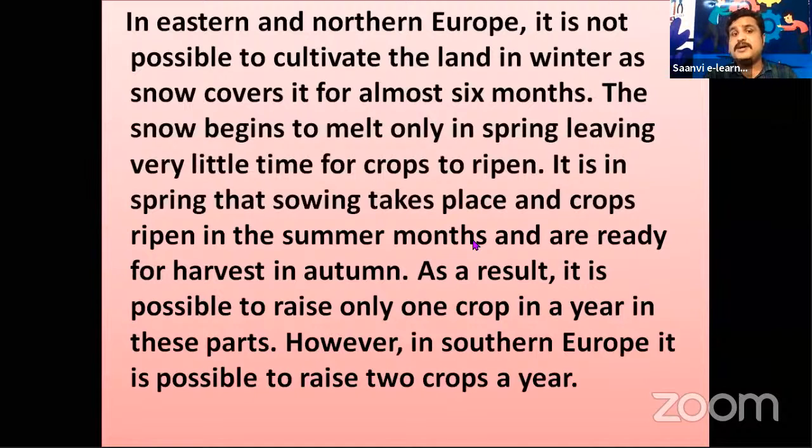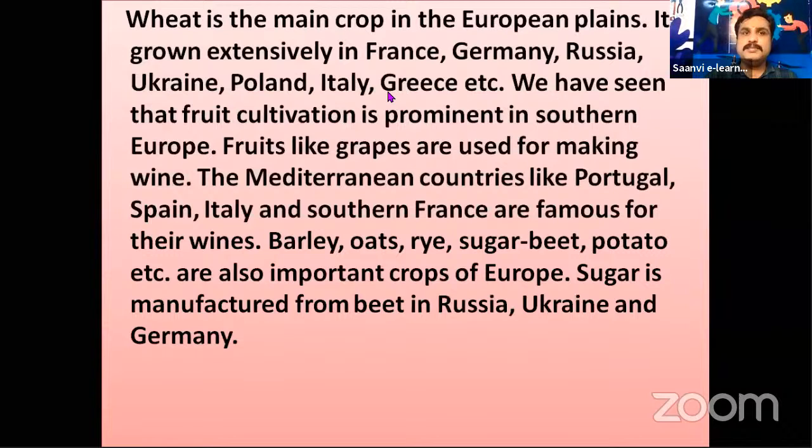In these parts it is one crop a year. However, in southern Europe, it is possible to raise two crops, as in that region there is less snowfall, the climate is also favorable, and they have sufficient rainfall and availability of water, which enable them to do such an activity in the southern side. It means two times. When it comes to the north and eastern side, it is not possible because throughout 6 months they have snowfall and all the land is covered by snow. So remember all these points about agricultural activities of Europe.